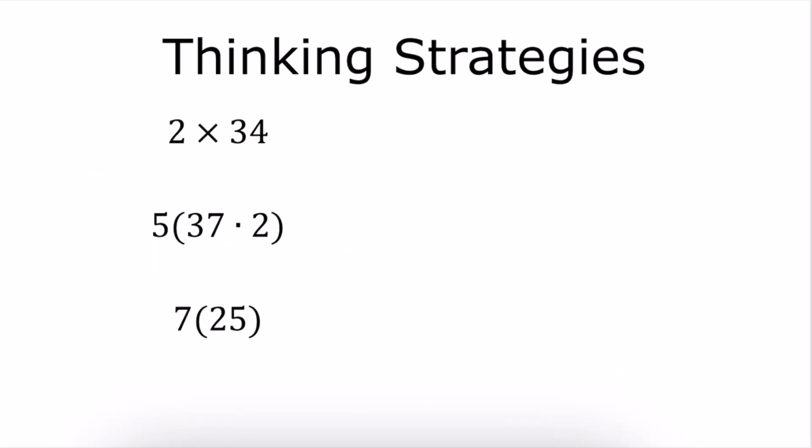And just like with addition, you can use these thinking strategies even when you're multiplying numbers that are bigger than 10. So like if you had 2 times 34, one way you could think about this is that you're going to make 2 copies of 30, and then you're also going to make 2 copies of 4, and then you'll add those together.